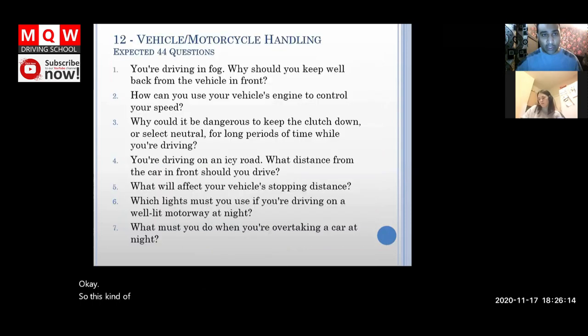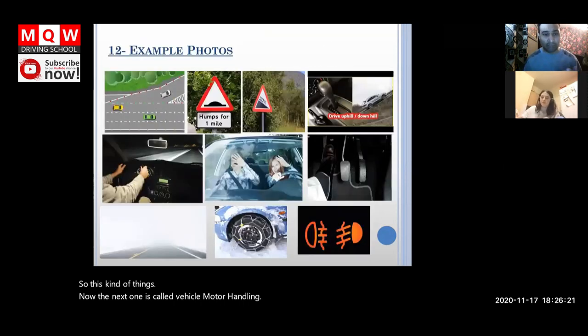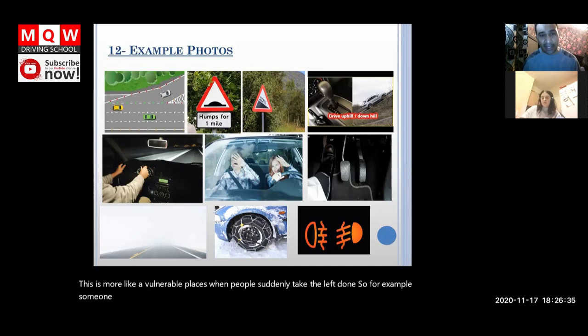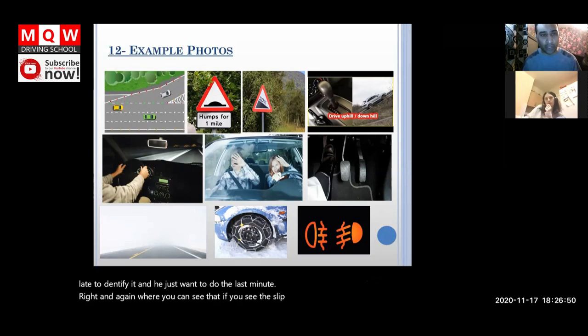Now the next one is called vehicle motor handling. So again, let's say picture number one. This is more like vulnerable places, when people suddenly take the left turn. For example, someone driving in your right lane gets near the exit of the road, like a slip road, but is late to identify it and just wants to turn at the last minute. And again, where you can see the slip road, which lane should you be on, what you need to do.